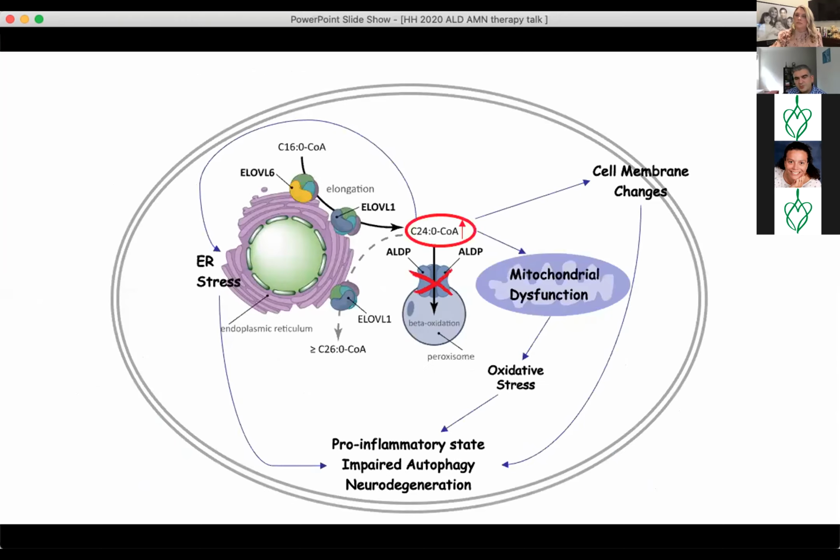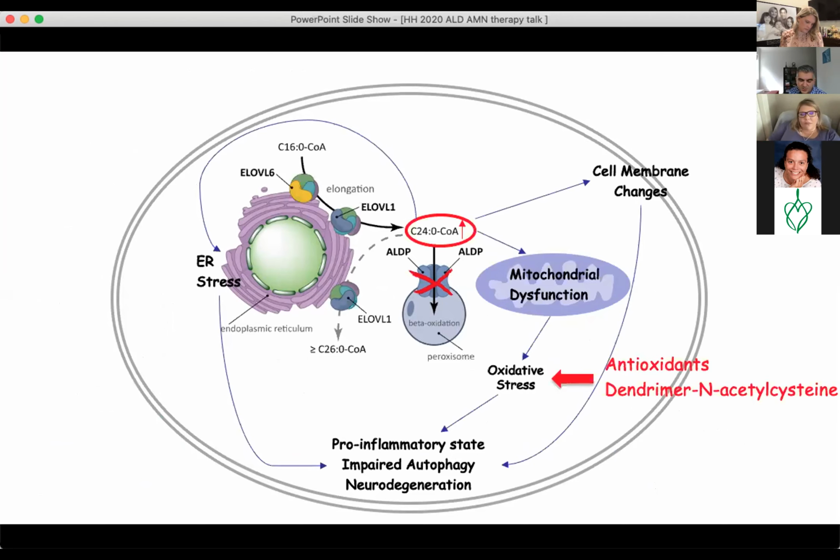So another strategy to pursue is to try to damage the oxidative stress. So antioxidants have actually been done in clinical trials. Most of them barely get into the nervous system, so that's a big challenge. And again, one avenue to pursue this is to connect it with the dendrimer, these nanotherapeutics. And so this is something called dendrimer N-acetylcysteine that is currently being pursued by a company.